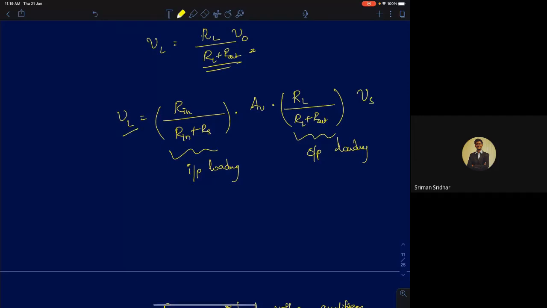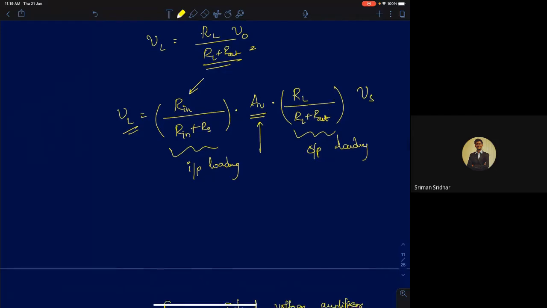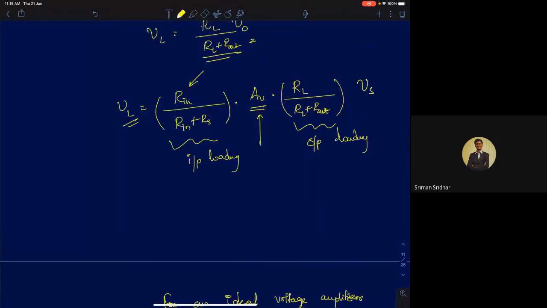So your load voltage at the load resistance is Rin by Rin plus Rs multiplied by AV. This AV is called the unloaded or intrinsic gain. I'll come to what it means, and we'll define it again. And finally, the output loading: RL by RL plus R out is a reduction factor because of the finite output resistance. Now look at this. What do you think is the maximum possible value of VL by Vs?